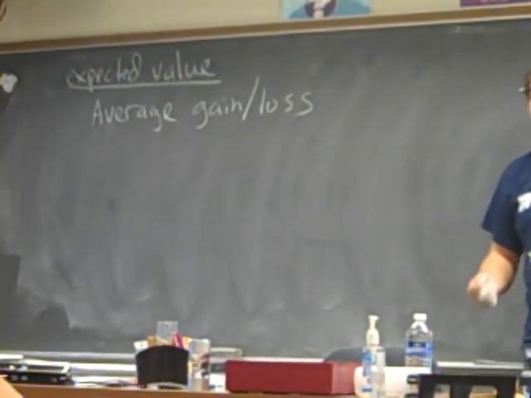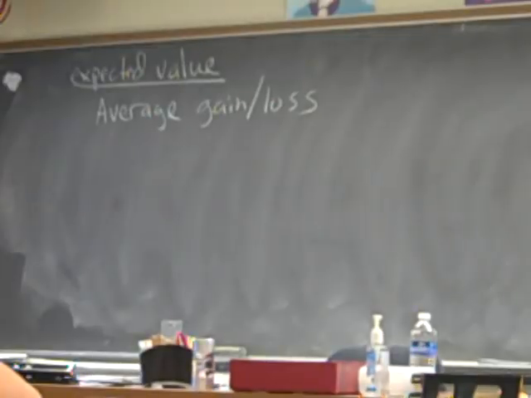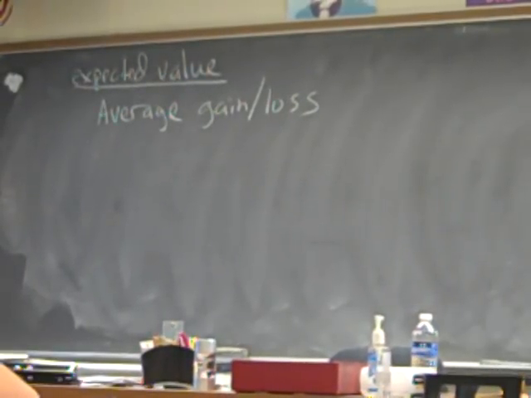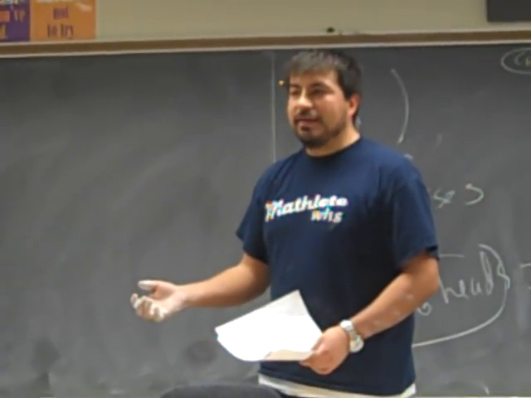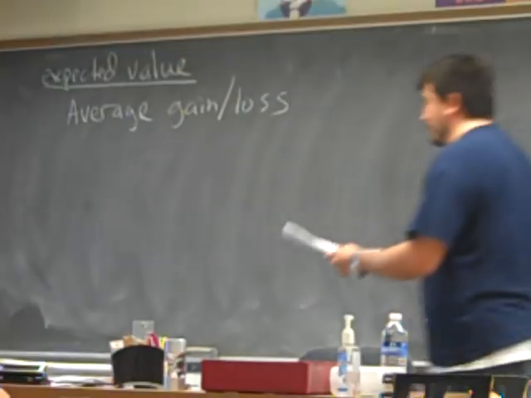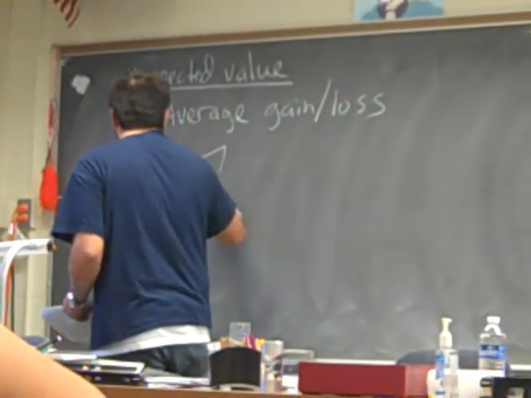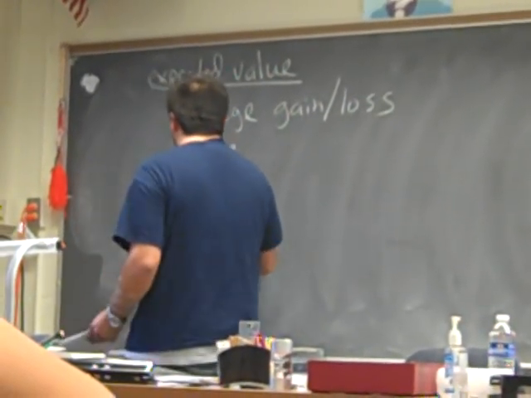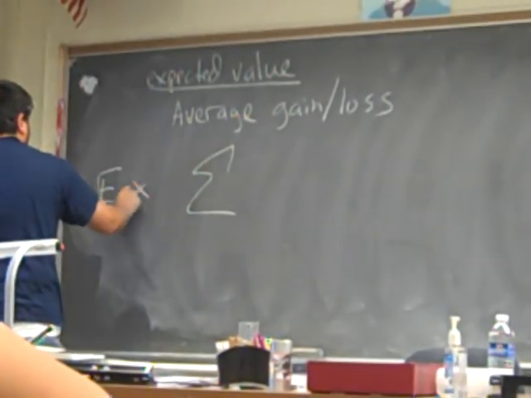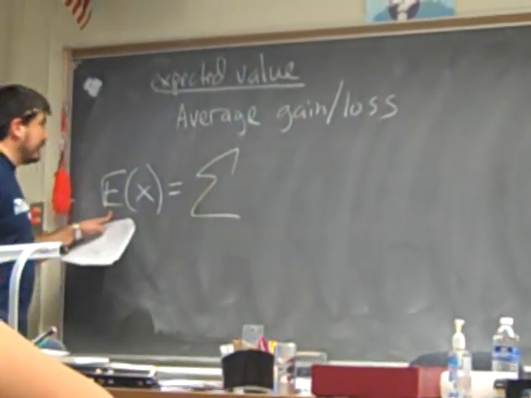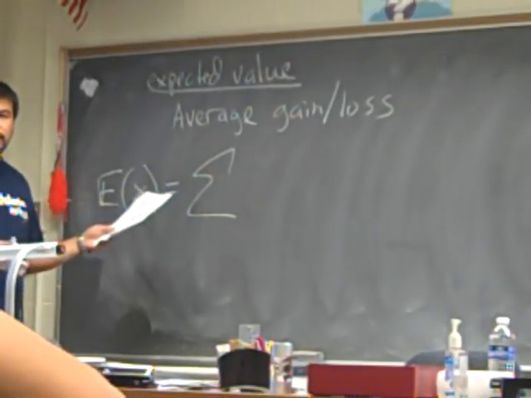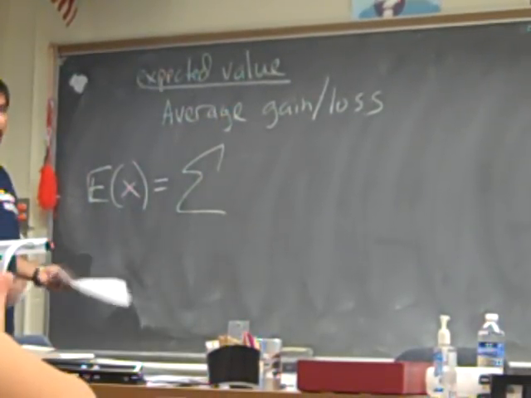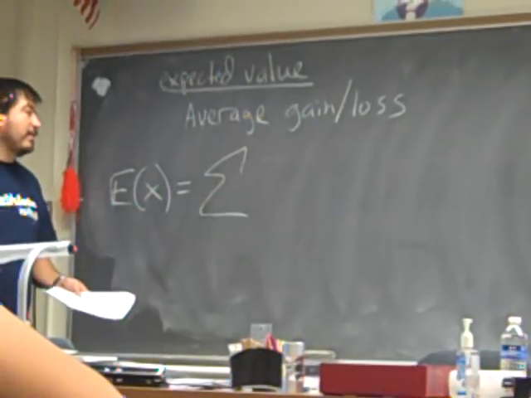Essentially, if I'm playing a game, I want to know if I play this game once, what's the net loss or gain per play. Here's the formula, and I'll explain what this means. You're simply going to add up, that's what the E stands for, expected value, all the outcomes with all their probabilities, and then multiply by the appropriate monetary value.